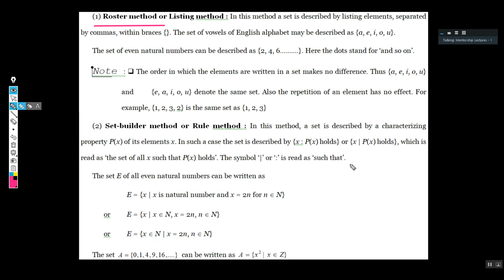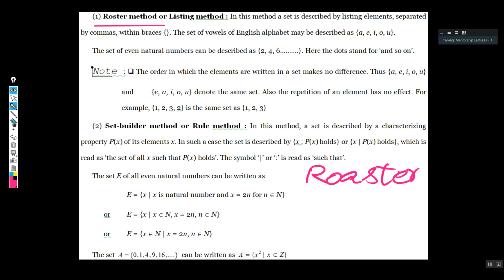Not R-O-A-S-T-E-R. It is R-O-S-T-E-R. Roster means for all the workers there will be an attendance book, that is called roster. Of course nowadays it has all become online and they are using biometrics. But roster means a list of the elements.